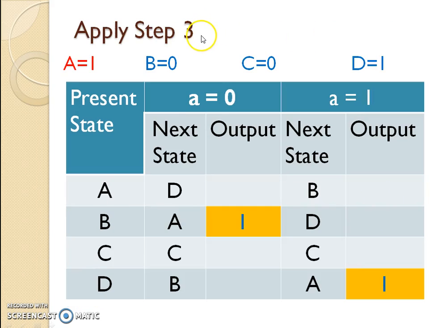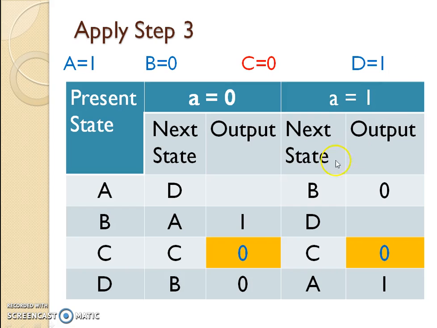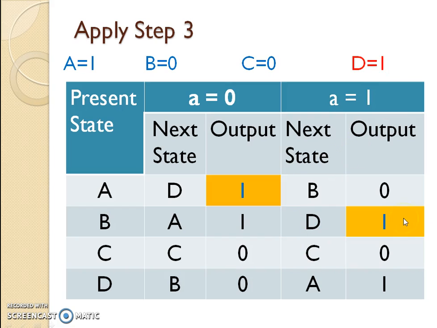Now apply step 3. Wherever the state A appears in the next state column, copy the output associated with it in front of it. A equals 1, so here we have copied 1. Now B is 0, so here and here we will write 0. C equals 0, so we will copy C as 0. D equals 1, so we will copy D as 1. And this is your final Mealy machine transition table.